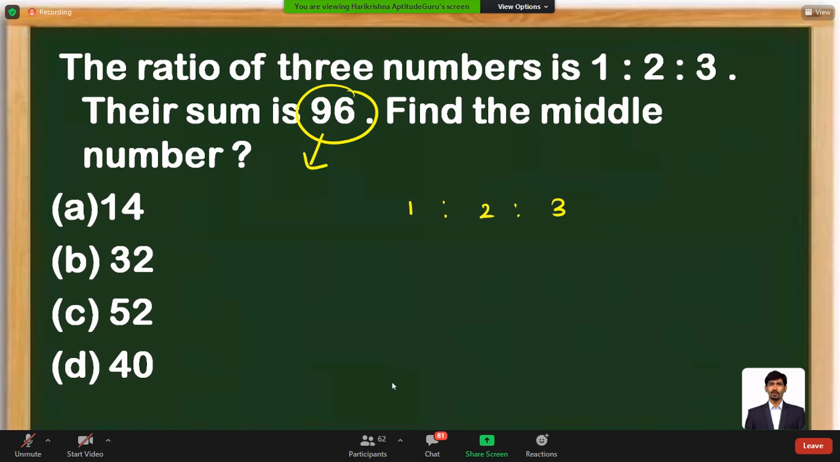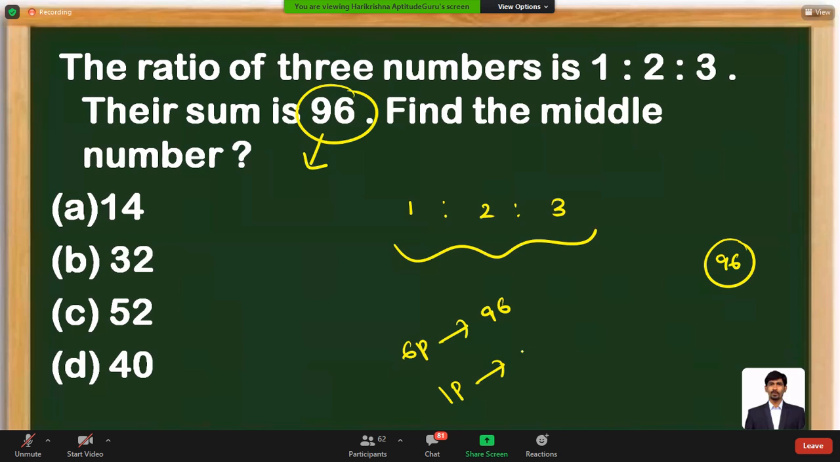The ratio of the three numbers is 1:2:3. The sum of the numbers is 96. What is the middle number? What is the sum of the parts here? 6 parts. 6 parts is 96, so what is one part? One part is going to be 16.